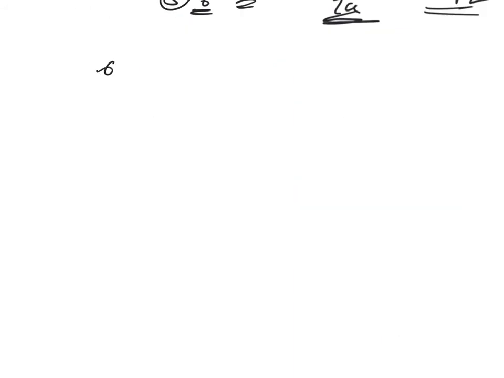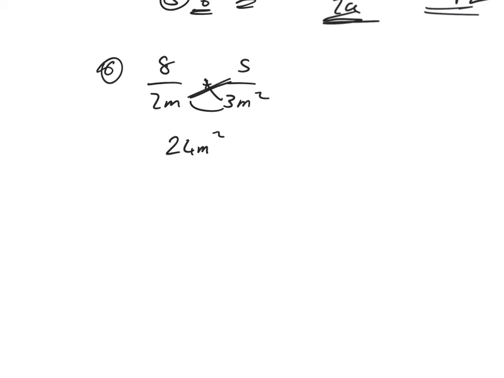Okay, let's try example 6. 8 over 2m plus 5 over 3m squared. Okay, kiss and smile. Start top left hand side. 8 lots of 3m squared is 24m squared. 5 lots of 2m is 10m, over 2m times 3m squared. Well, 2 times 3 is 6, and m times m squared is m cubed.